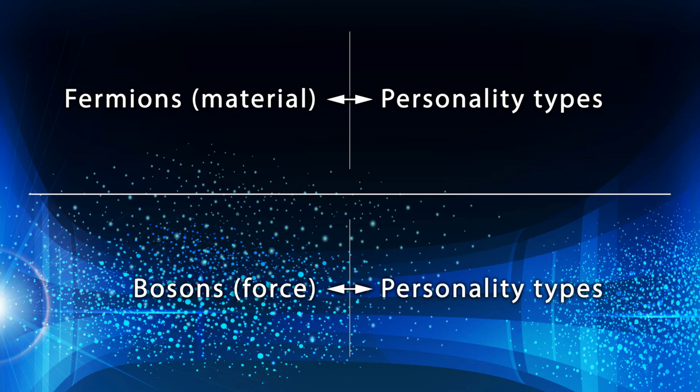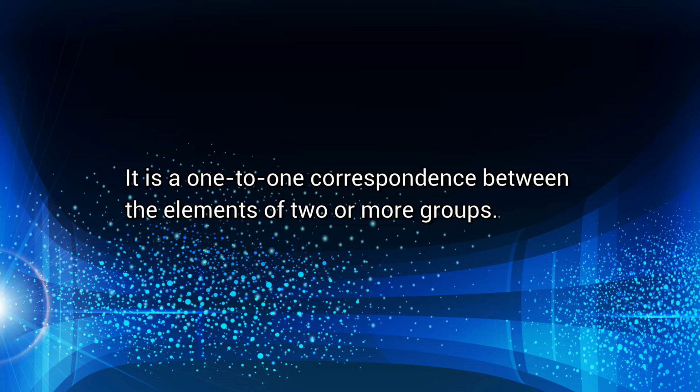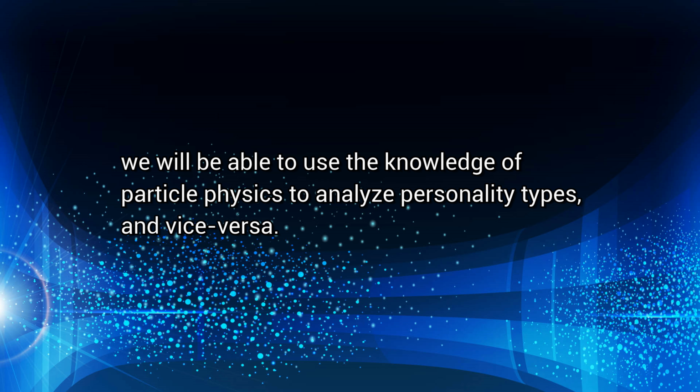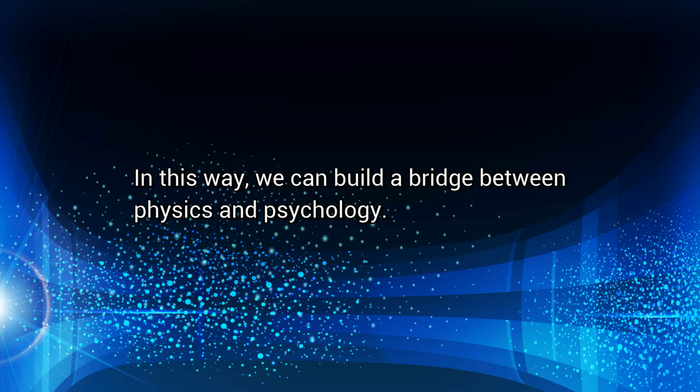As discussed in the introduction, isomorphism is a similarity of form. It is a one-to-one correspondence between the elements of two or more groups. By finding the isomorphism between elementary particles and personality types, we will be able to use the knowledge of particle physics to analyze personality types, and vice versa. In this way, we can build a bridge between physics and psychology.